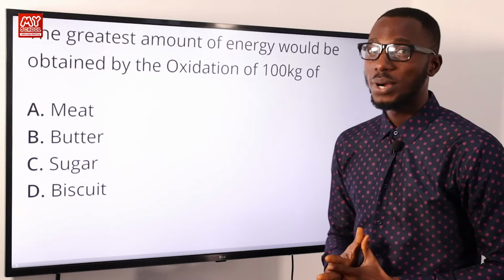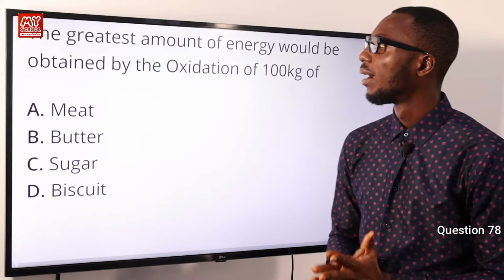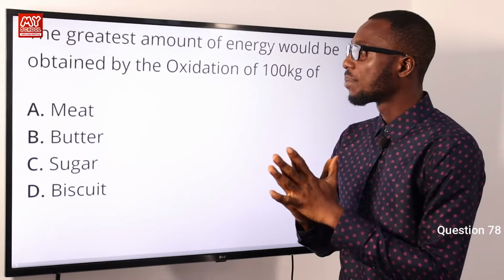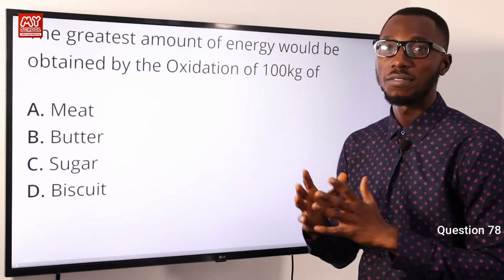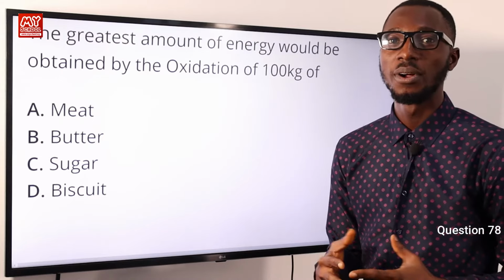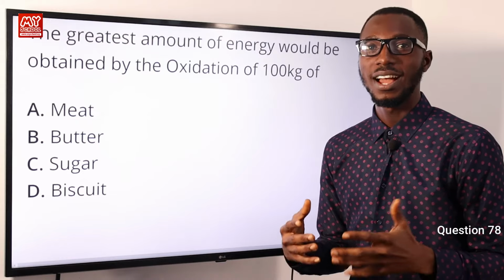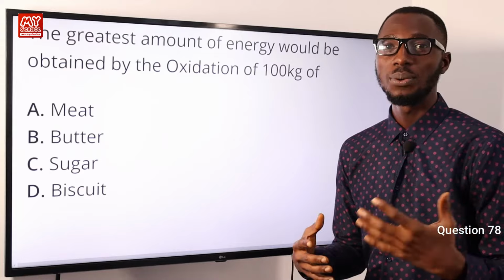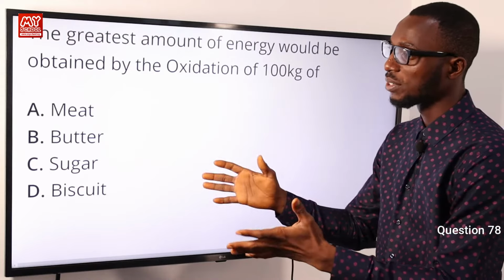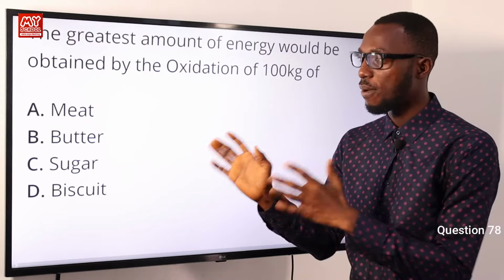So join me as we tackle question 78. The greatest amount of energy will be obtained by the oxidation of 100 kilogram of what? We'll recall that fats have the highest amount of calories per gram. So the correct option here is option B for butter.